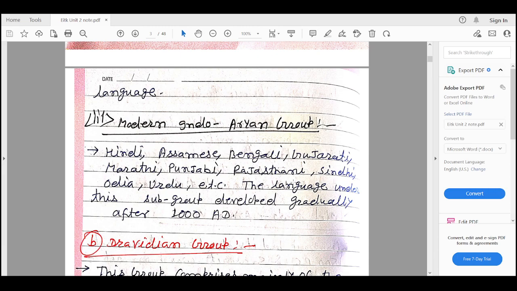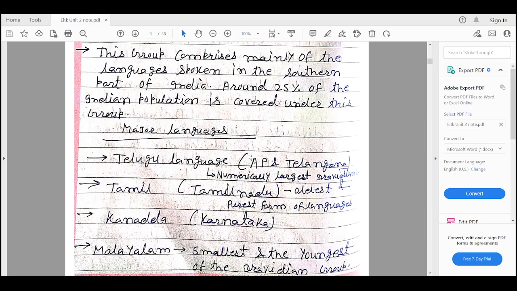So the key point is that all of these languages are spoken in the southern part of India. If you take the example of Telugu, it is spoken by the largest group in South India. Remember, Telugu is the largest spoken language group in South India. It is the official language of two states, Telangana and Andhra Pradesh, and the numerically largest Dravidian group.